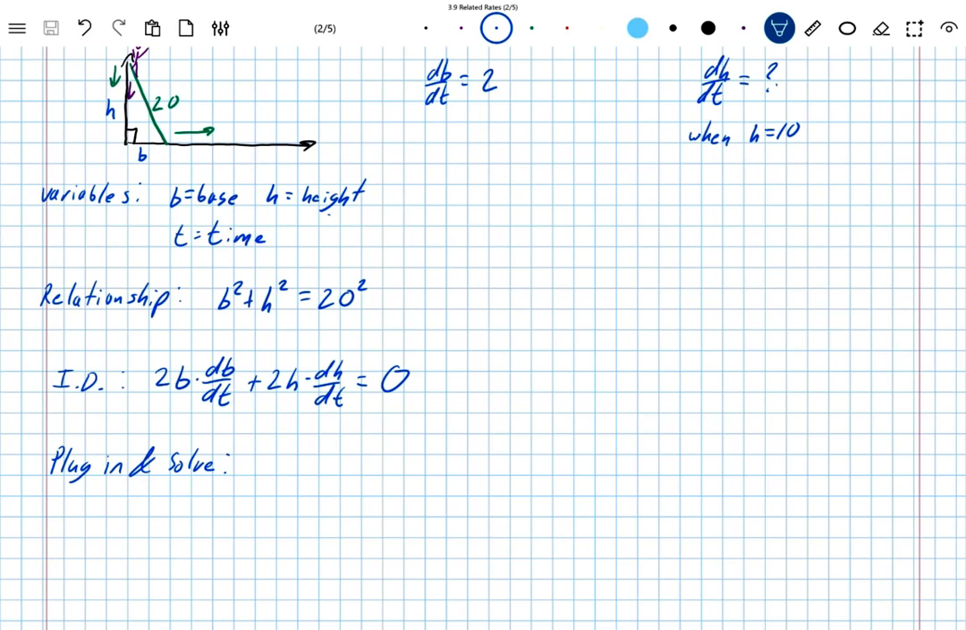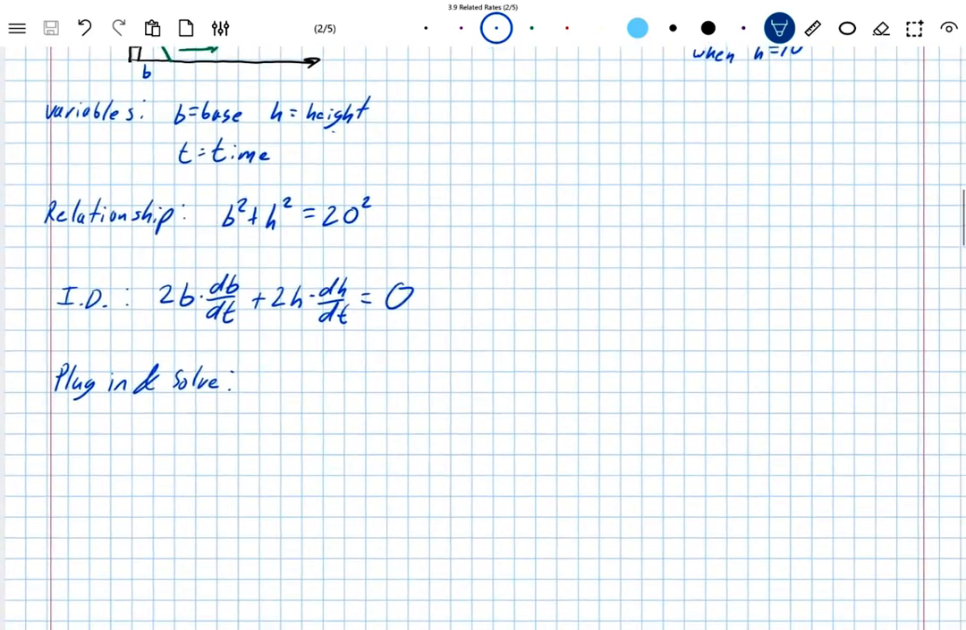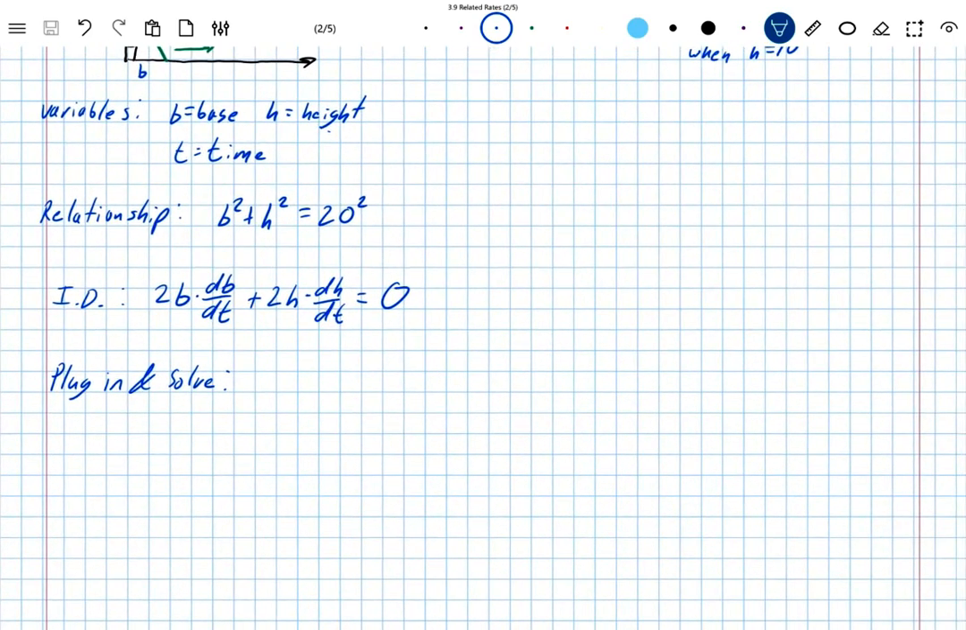Okay, now that we've taken our derivative, we are allowed to plug in these other fun facts, like dB dt is 2 and h is 10. Once I plug those in, I really have fixed it to a particular kind of point in time. And so things stop moving. Let's do that. So 2b times dB dt is 2 feet per second, plus 2, we care about this when h is 10, times dh dt, which is how fast I am falling.